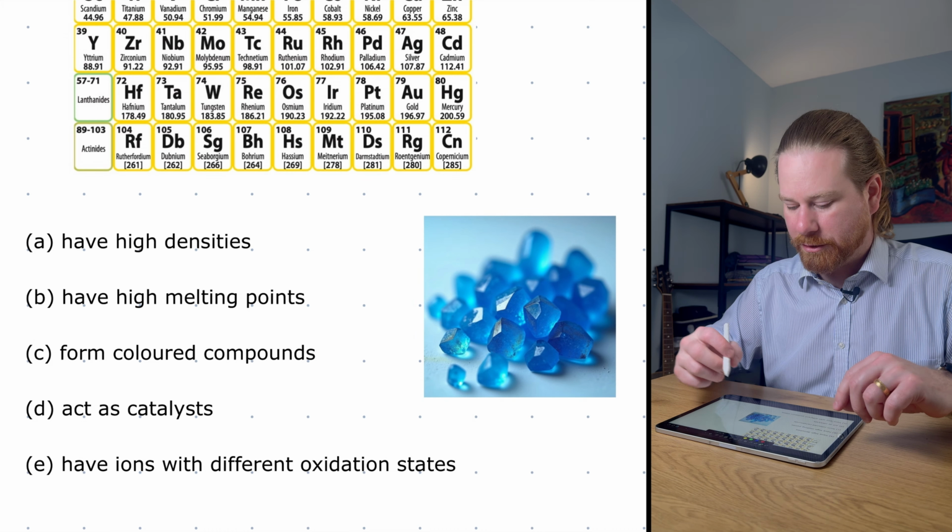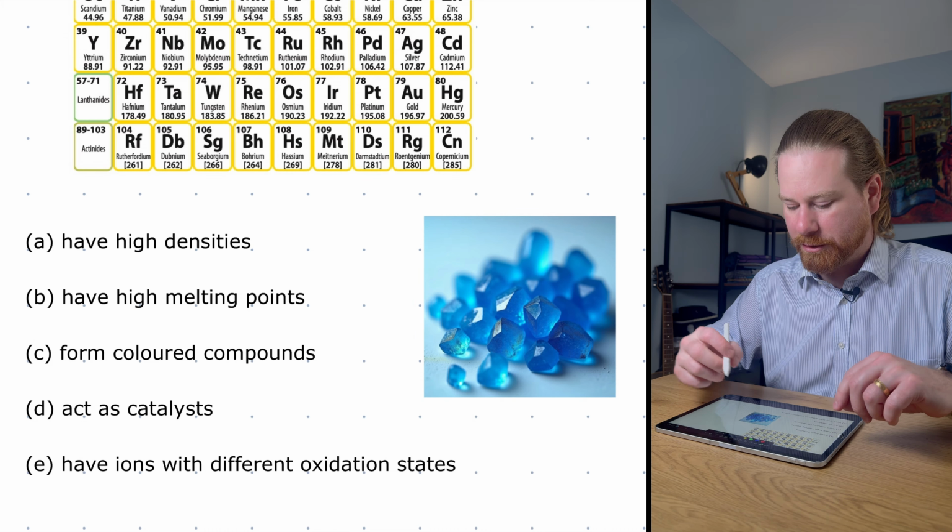They can be used as a catalyst. The main example you need to know about is iron, which is used as a catalyst in the Haber process. They're very good at acting as a catalyst because they're very good at forming temporary bonds with things in the reaction. That's kind of how catalysts work. Not that you need to know that.